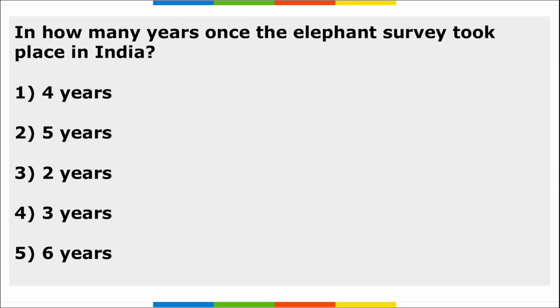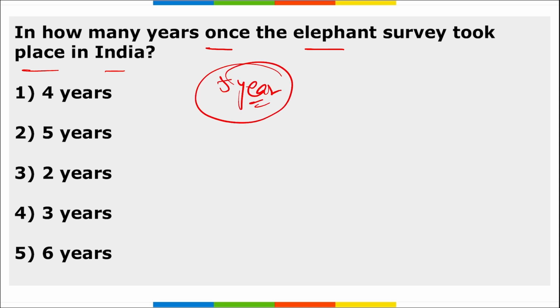Next, in how many years once does the elephant survey take place in India? I repeat, in how many years once does the elephant survey take place in India? So 5 years. The tiger survey is usually held once in 4 years, and the elephant survey is held once in 5 years. So you have to remember. Alright, direct question and easy. It is a static part. Every 4 years it is the tiger survey, and every 5 years it is the elephant survey.